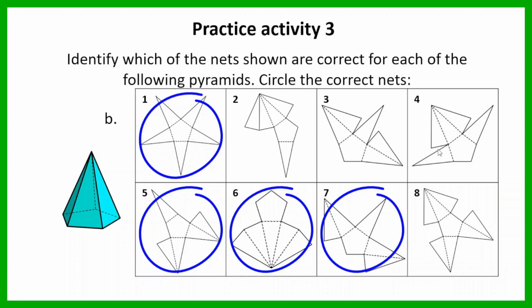Then in number 4, these two triangles would overlap with each other, and these two triangles would also overlap with each other. So that's also not correct. And then number 8, these two over here would overlap, and these two would overlap. So that's also not correct. So that's why those ones are not correct and these ones are correct. And that is how we work with the nets of pyramids.